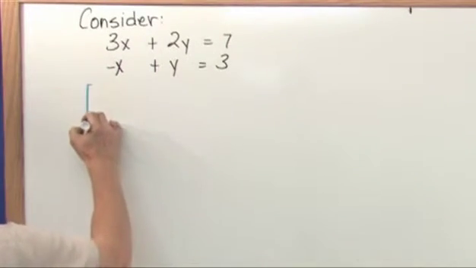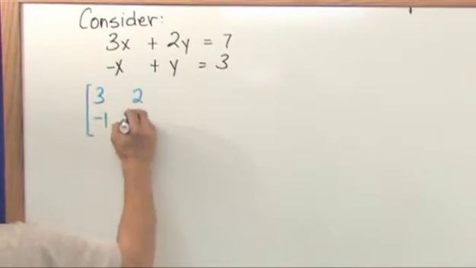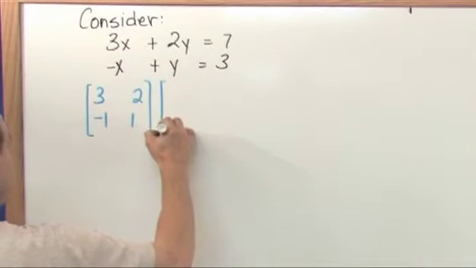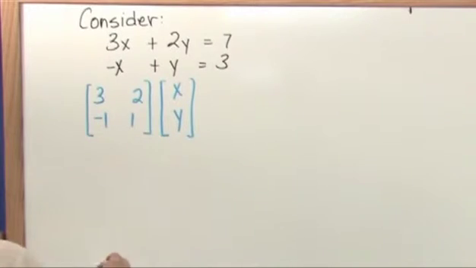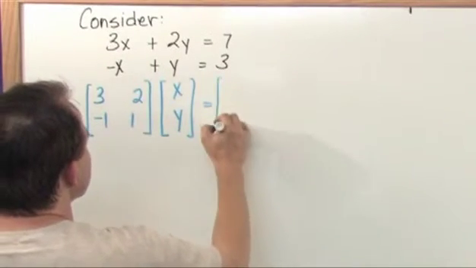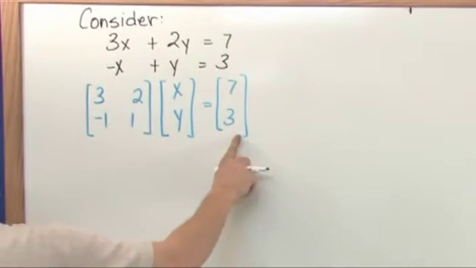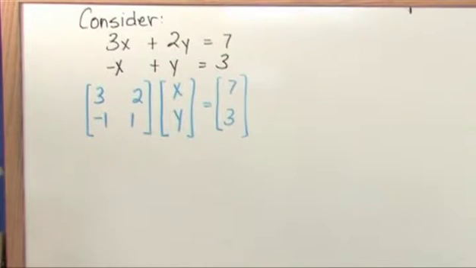You write a separate matrix with the coefficients here, 3, 2, negative 1, 1. Close your matrix up, put another matrix here, put x and y inside, one on top of another. I'll show you why we did that in just a second. And you set that equal to the numbers over here, 7 and 3. So you can see all the information is here: the coefficients, and the stuff on the right-hand side of the equal sign.